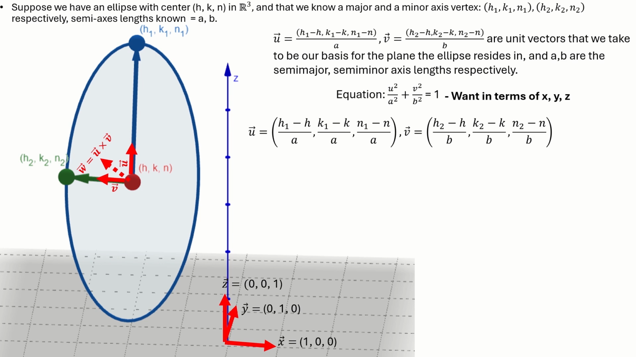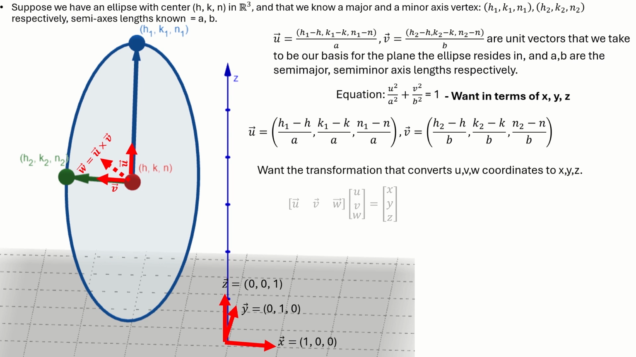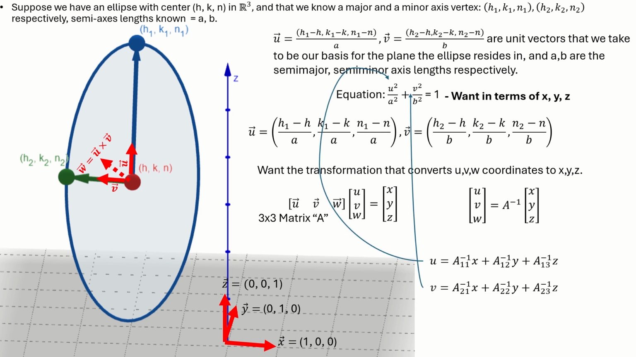By the definitions of vectors U, V, and W, we readily get the transformation that sends UVW coordinates to XYZ coordinates, and inverting that transformation, we get the transformation that converts XYZ to UVW, the result of which we substitute for U, V, and W in the equation we know our ellipse satisfies in terms of U, V, and W, and we get the equation that our ellipse satisfies in x, y, and z.